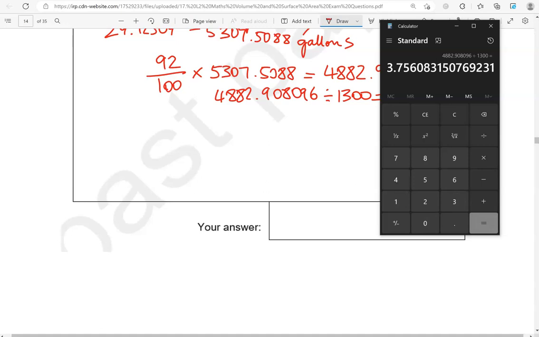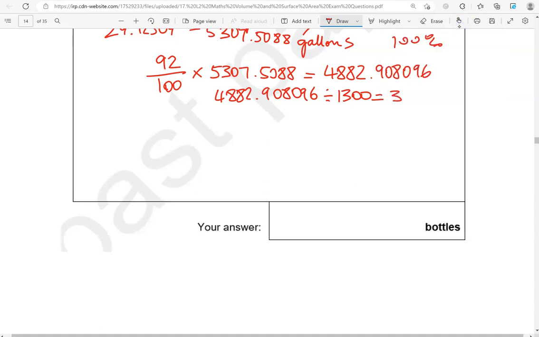Which is 3.756 bottles. Now, we can't buy part of the bottle, so we're going to say 4 bottles.